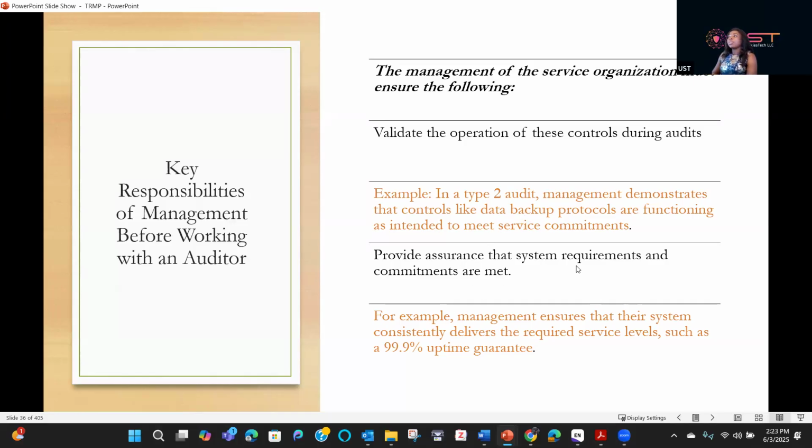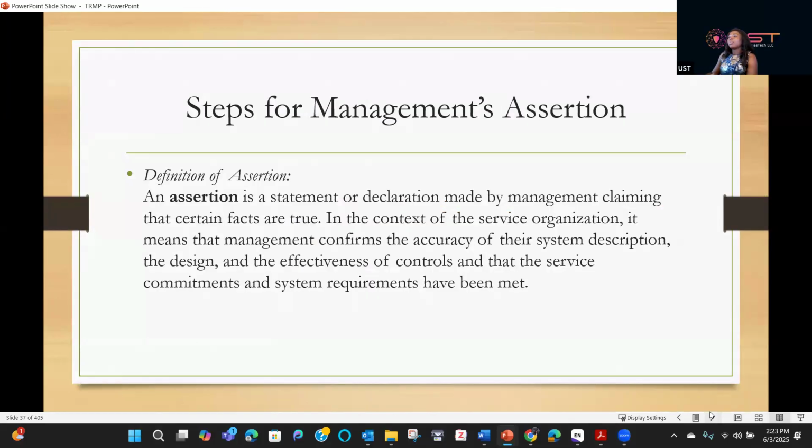They also need to provide assurance that the system requirements and commitments are met. For example, management ensures that their system consistently delivers the required service levels, such as a 99.9% uptime guarantee, right? Which talks about what they call a high availability solution.